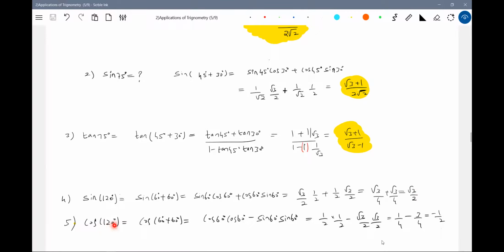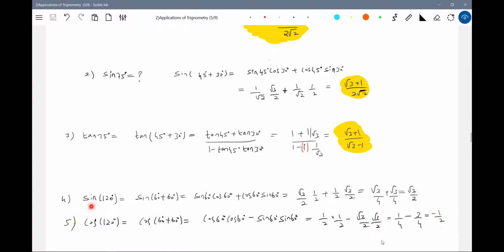Similarly, cos of 120, using the cos A plus B formula: cos A cos B minus sine A sine B. Cos 60 is 1 by 2, cos 60 is 1 by 2. Sine 60 is root 3 by 2, root 3 by 2. Root 3 into root 3 will be 3, so 3 by 4. So 1 by 4 minus 3 by 4 is minus 1 by 2.